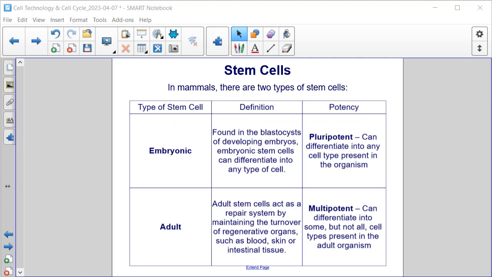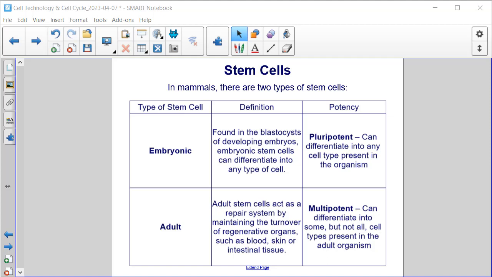Stem cells. In mammals, there are two types of stem cells. Embryonic stem cells are found in the blastocysts of developing embryos. Embryonic stem cells can differentiate into any type of cell. They are known as pluripotent because they can differentiate into any cell type present in the organism.